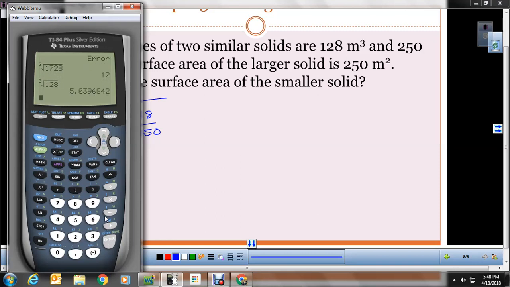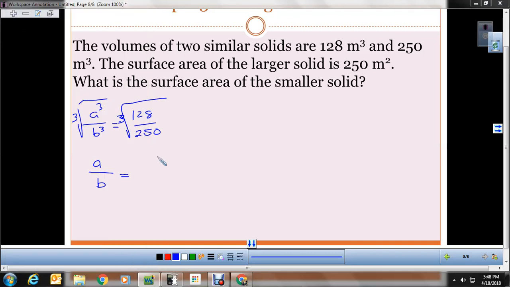That gives us 5.039. So that means that this is not a perfect cube. So what we want to do is try to see if we can simplify this. We know that 2 goes into both, so let's divide by 2. This is going to give me 64, and 250 divided by 2 is 125.